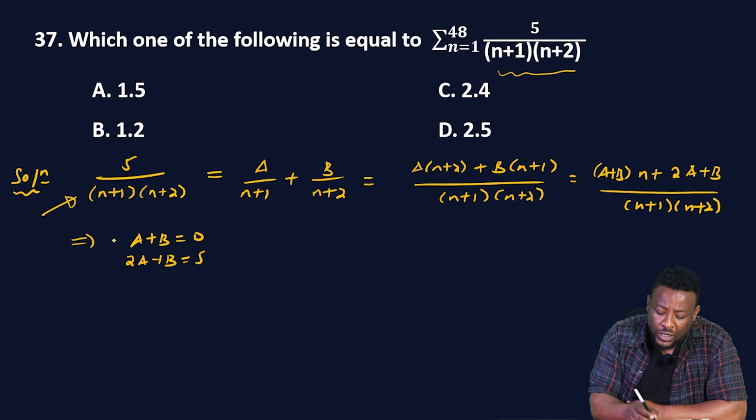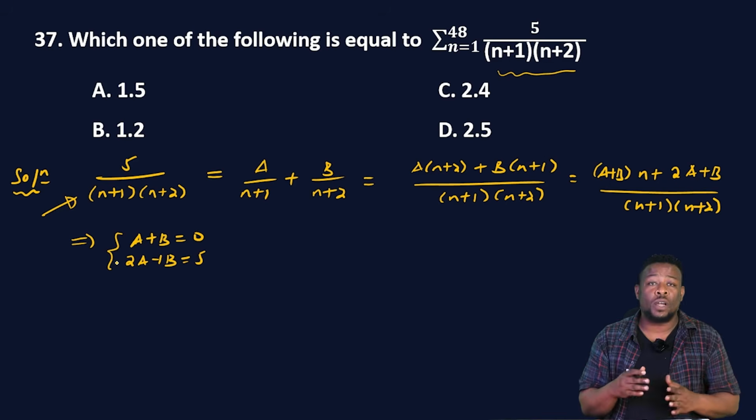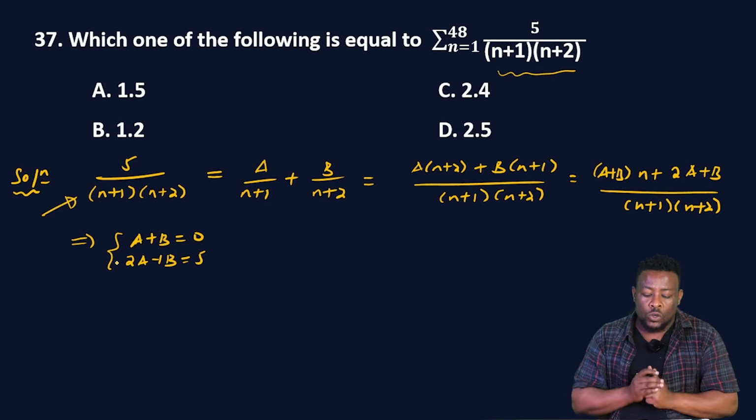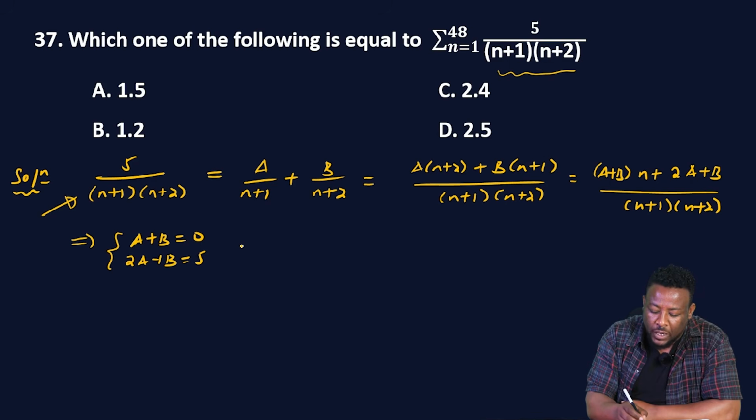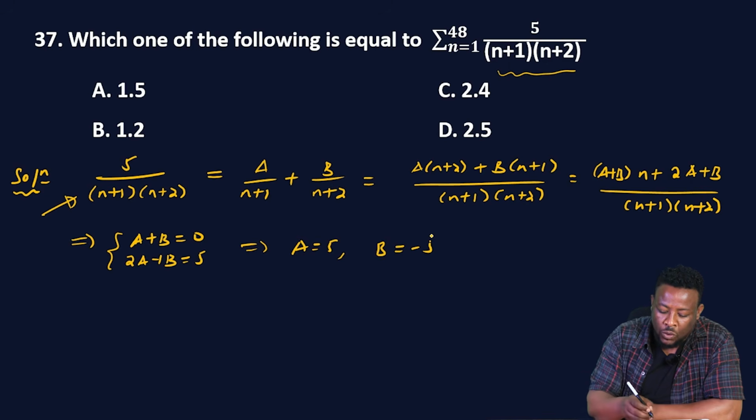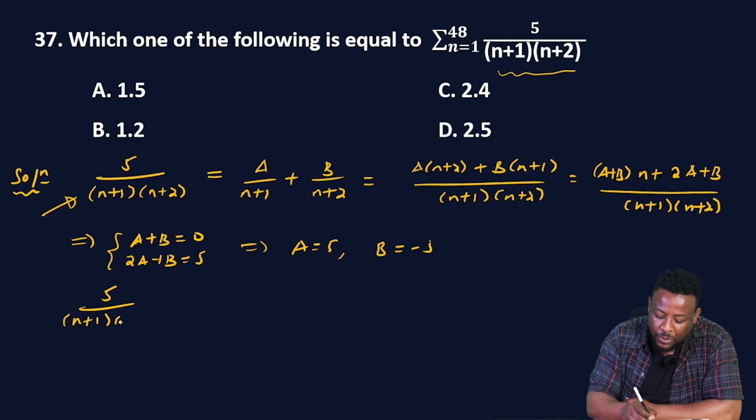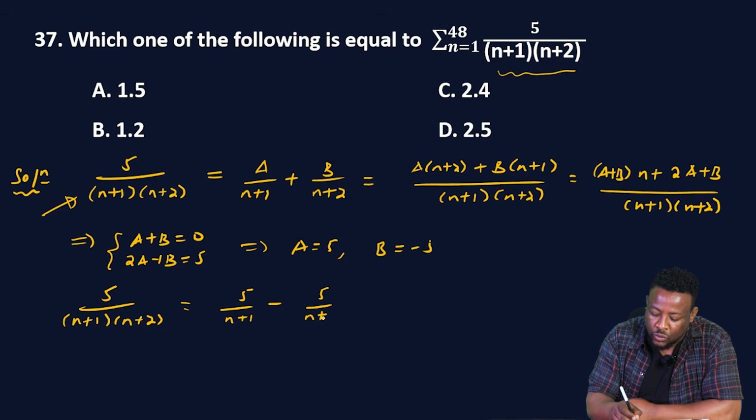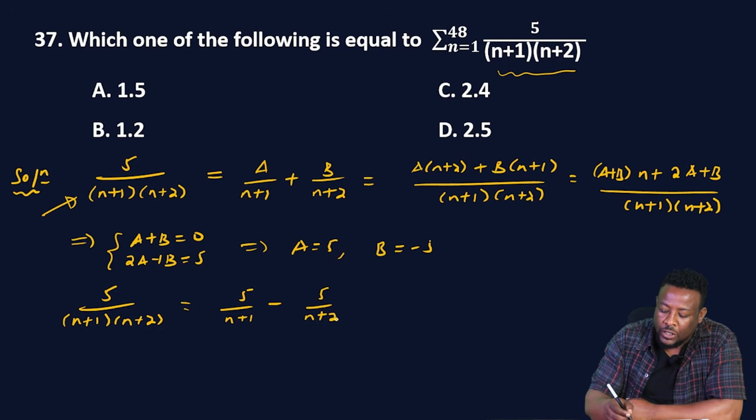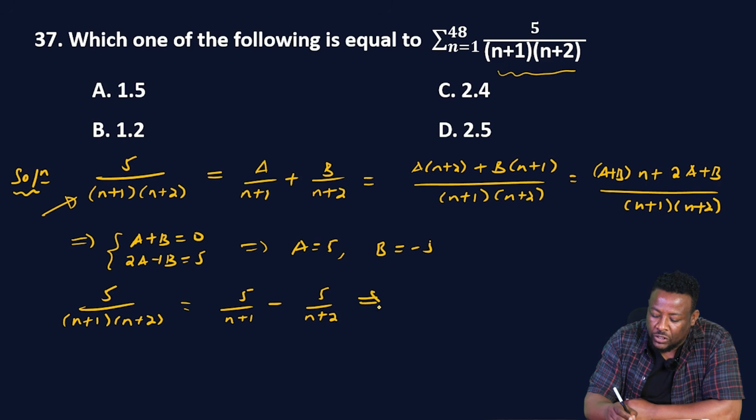Okay, you can use different technique to find the value of a and b. ኦኬ ሶ ይሄንን ሶልቭ ስታደርጉ የምታገኙት የ a value 5 ነው የሚሆነው, የ b value ደግሞ -5 ነው የሚሆነው። ሶ ምን ይኖረናል ማለት ነው? 5 over n + 1 times n + 2 ምን ይሆናል ማለት ነው? 5 over n + 1 minus 5 over n plus 2 ይሆናል ማለት ነው። Okay, so we can take now the summation on both sides.